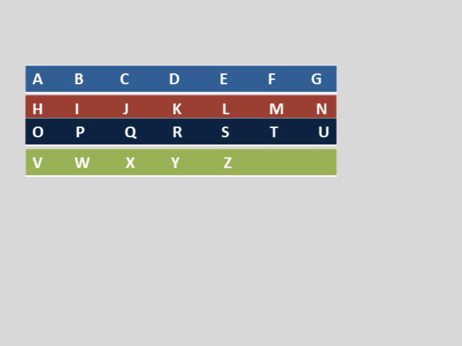Remember, in these 26 letters, we have 20 consonants and 6 vowels. The 6 vowels are A in the first line, E, and in the second line we have I. In the third line we have O and U. And in the last line we have Y. Let's continue. In French, let's have some examples.